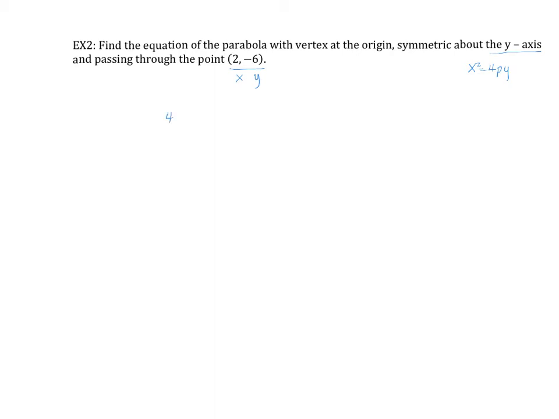And we'll have 4 is equal to 4p times -6. In other words, -1/6 is equal to our p-value. Our equation would be x squared equal to 4 times -1/6 times y, or in other words, x squared is equal to -2/3 y. And we're done. We found the equation.